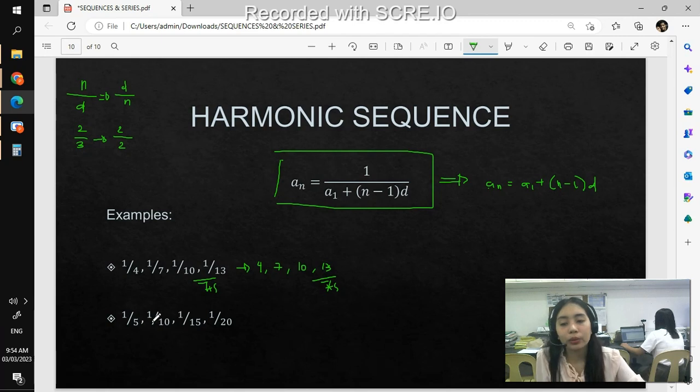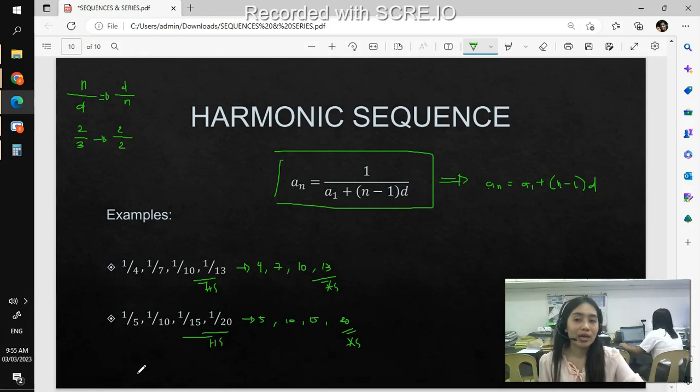Same with example number 2. 1/5, 1 over 10, 1 over 15, and 1 over 20. Get its reciprocal. Okay, 1/5, that's 5. 1 over 10, that's 10. 1 over 15, that is 15. 1 over 20, that is 20. So we get the common difference. 10 minus 5, 15 minus 10, 20 minus 15, you will come up with 5. Therefore, it's an arithmetic sequence, and thus, it also follows that the given sequence is harmonic.